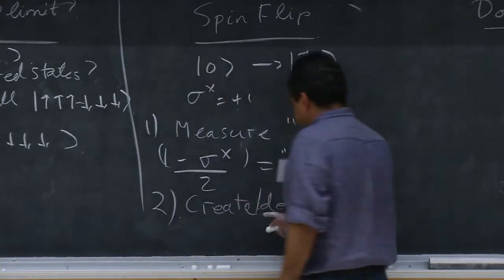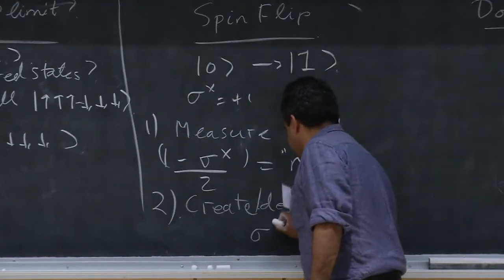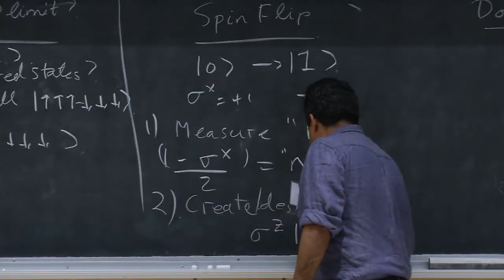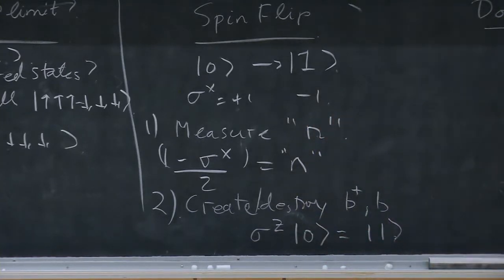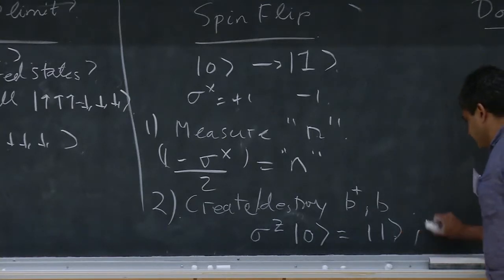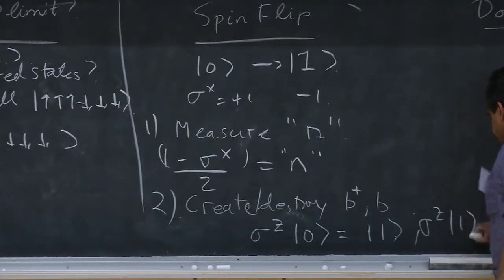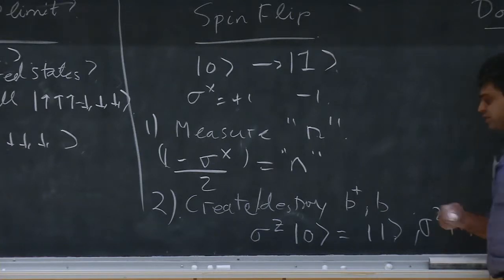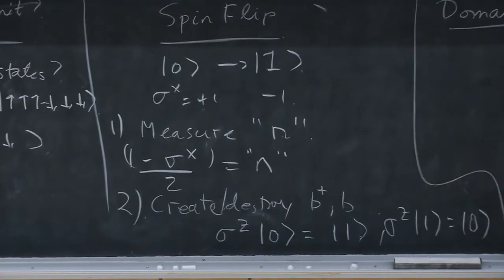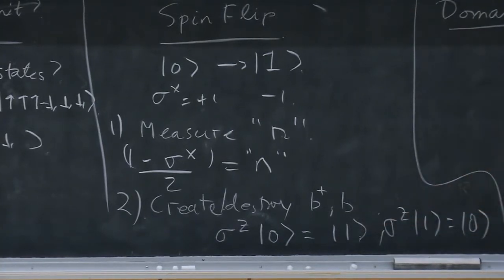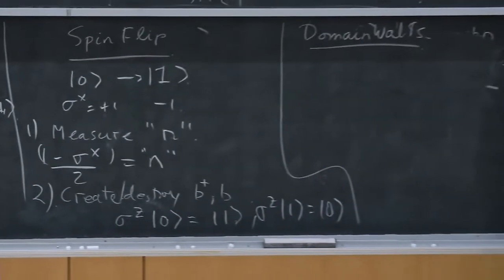The thing that does this is actually the sigma Z operator. Sigma Z is going to take the 0 to the 1. It flips the state of this thing. So if you like, it's like a creation operator. It creates 1. It also takes 1 to 0, so it's also like the destruction operator. What we want to do is to write down a dictionary with analogous operators for these domain walls.